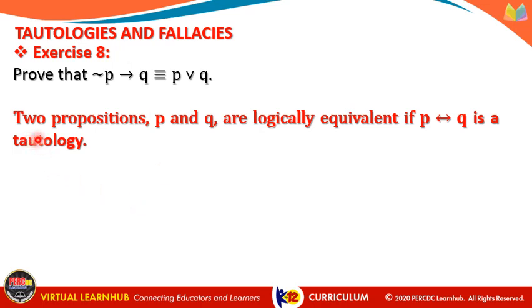Two propositions P and Q are logically equivalent if the biconditional of P and Q is a tautology. So let's say you want to prove that these two are logically equivalent. One way of doing that is by getting the biconditional of these two. And if what you got is a tautology, then you can say that these two are logically equivalent. All right, let's prove that.